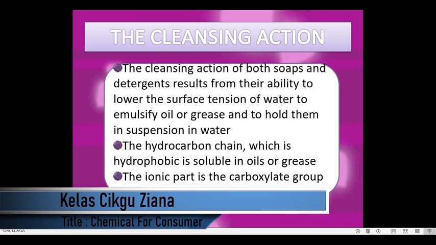Dan kamu boleh tengok, kalau kamu boleh tengok page 185 untuk cleansing action. Okay, sebelum tu, the cleansing action, kita tengok PowerPoint of both soap and detergent result from the ability to lower the surface tension of water, to emulsify oil or grease and to hold them in suspension in water. So, maksudnya dekat sini, fungsi sabun dengan detergent adalah untuk kebolehan dia to lower the surface. Maksudnya untuk mengurangkan ketegangan air, surface tension of water, to emulsify oil or grease. Untuk kamu holdkan oil dengan grease tu dekat atas permukaan air.